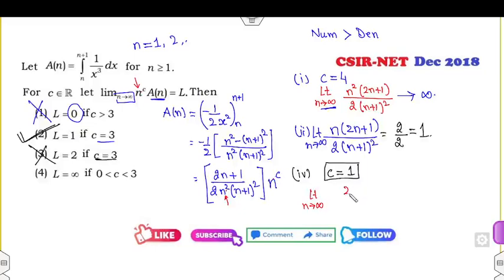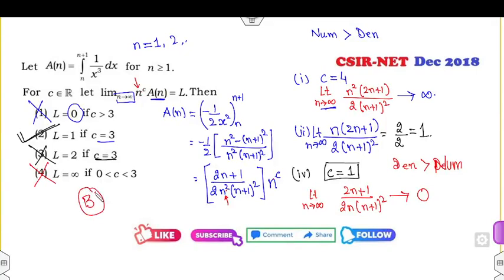So it will be 2n plus 1 into 2n over n plus 1 square. Now clearly the degree of the denominator is greater than the degree of the numerator. So when n approaches infinity, it goes to 0. So that option is cancelled out. Only B is my correct answer.